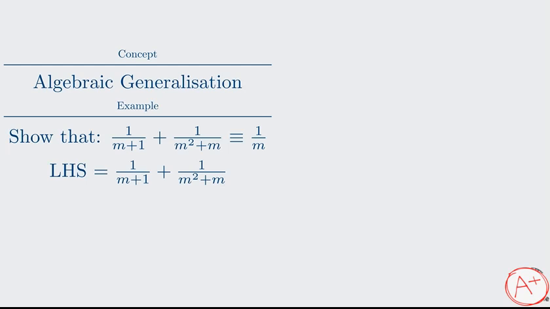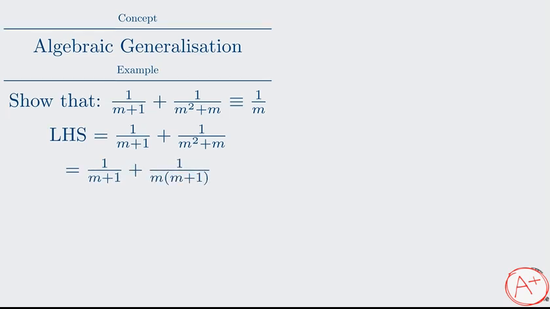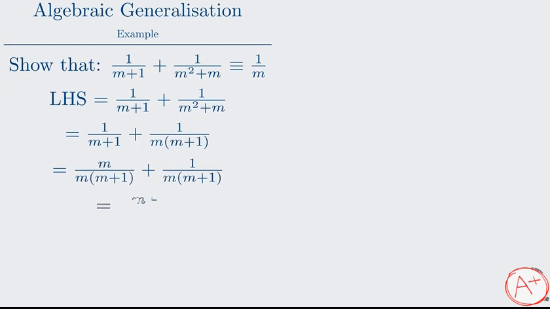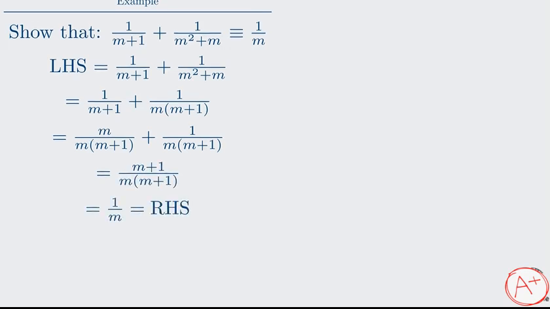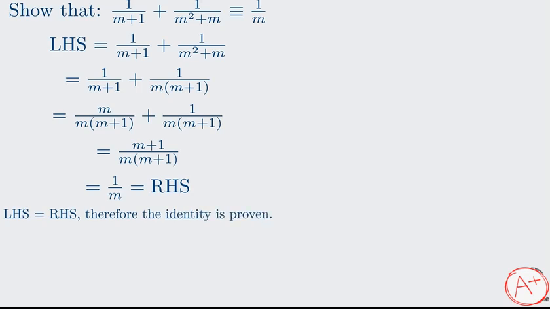Our first insight is to factorize the second denominator. Notice that m² + m can be written as m times the quantity (m + 1). To add these, we need a common denominator, which is m(m + 1). We multiply the first fraction by m over m. Now we combine them. The numerator becomes m + 1. We can now cancel the common factor of m + 1 from the top and bottom, provided m is not -1. By showing these steps, we have proven the identity.